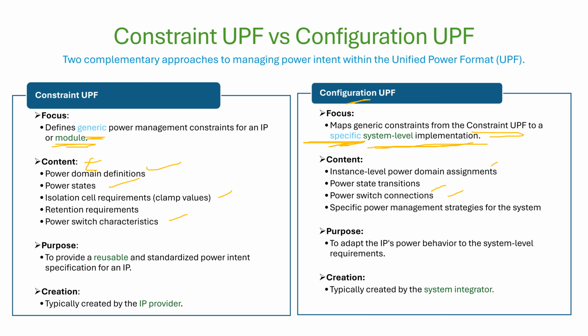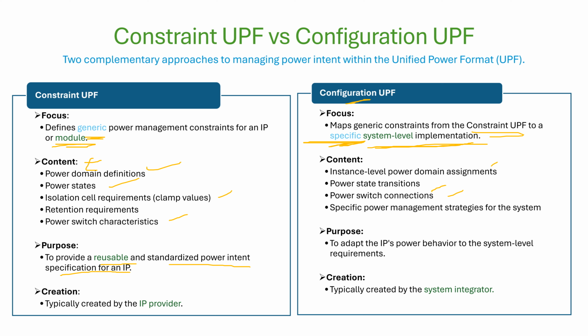Basically, we are talking about system level. On the left side, constraint UPF, we are talking about the IP level or module level. And what is the purpose here, right? The purpose of constraint UPF on the left side is to provide a reusable and standardized power intent specification for an IP. It means constraint UPFs are reusable.